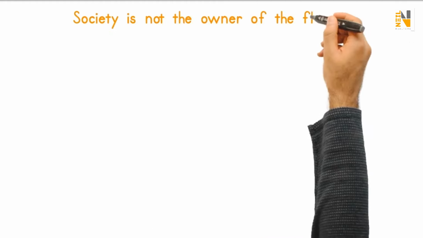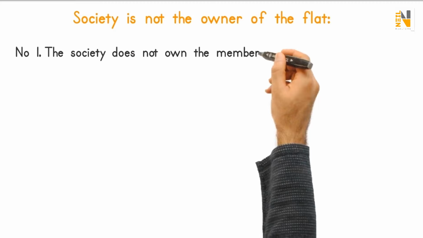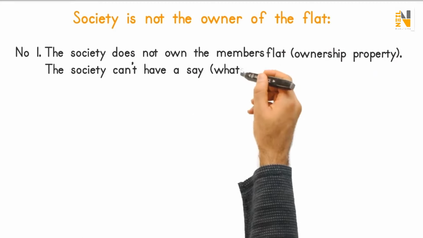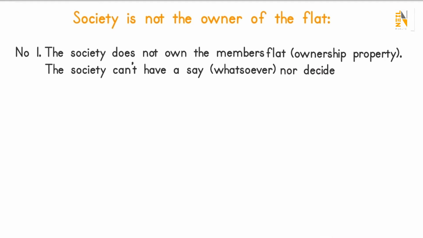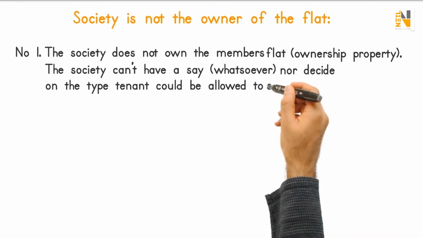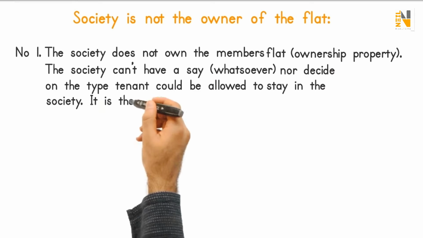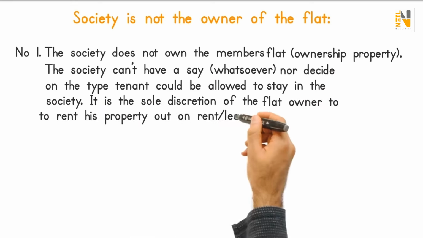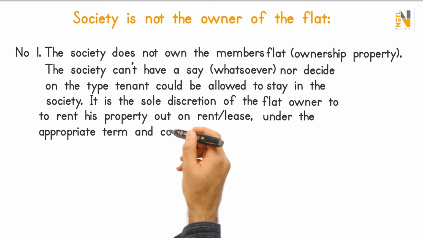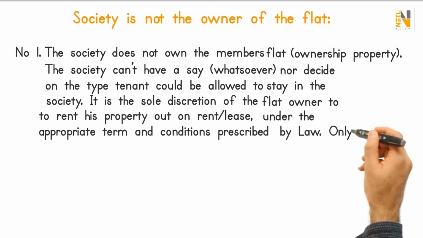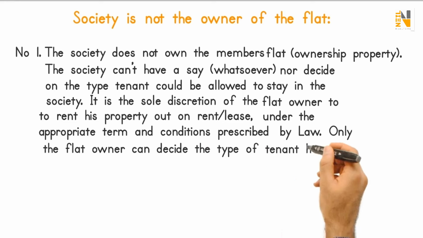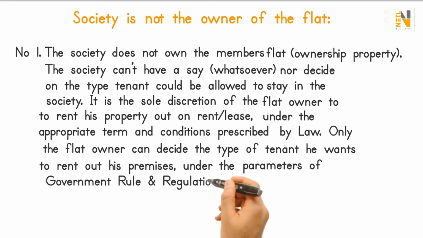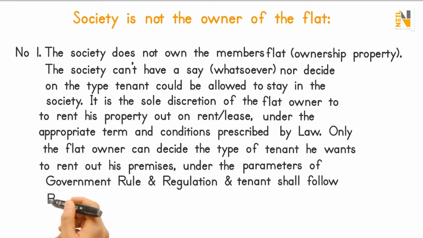Society is not the owner of the flat. Number 1. The society does not own the member's flat or ownership property. The society can't have a say whatsoever, nor decide on the type of tenant allowed to stay in the society. It is the sole discretion of the flat owner to rent his property out on rent or lease, under the appropriate terms and conditions prescribed by law. Only the flat owner can decide the type of tenant he wants to rent out his premises to, under the parameters of government rules and regulations, and the tenant shall follow the law.